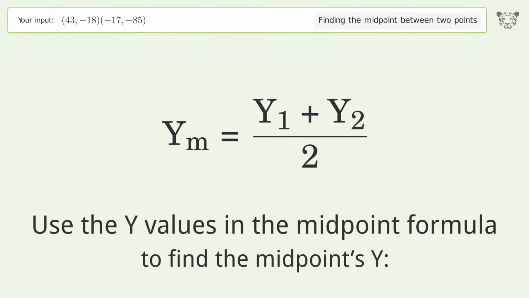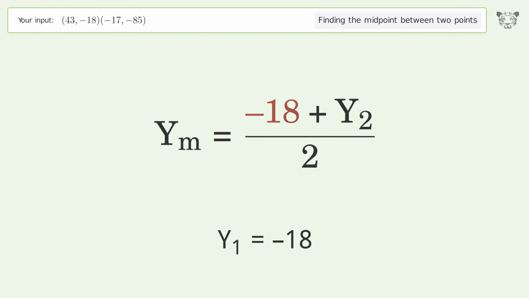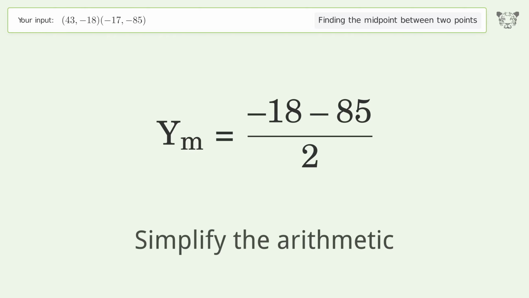Use the y values in the midpoint formula to find the midpoint's y. y1 equals negative 18. y2 equals negative 85. Simplify the arithmetic.